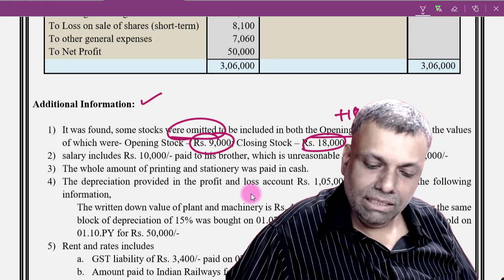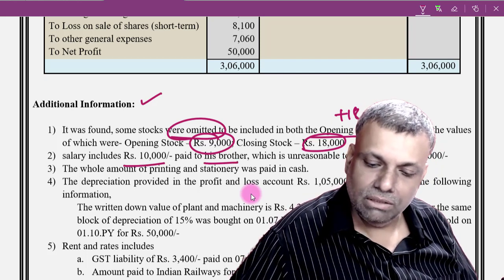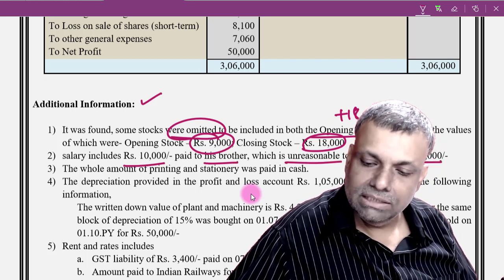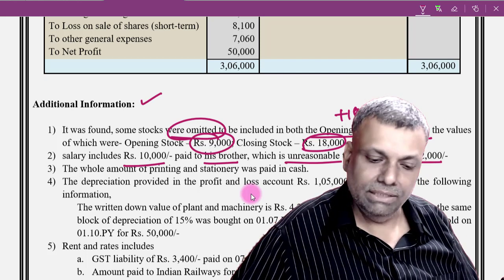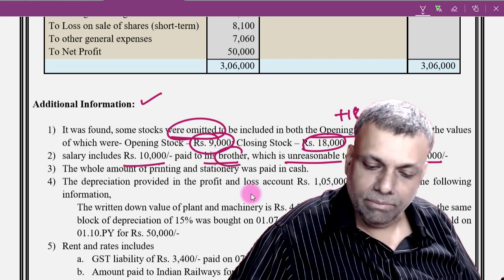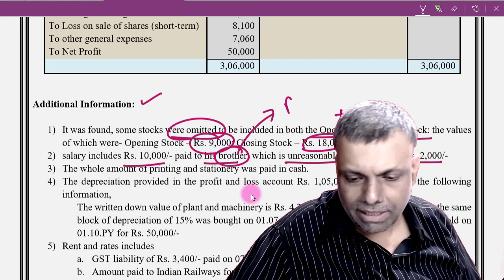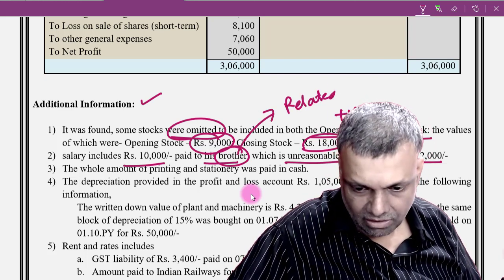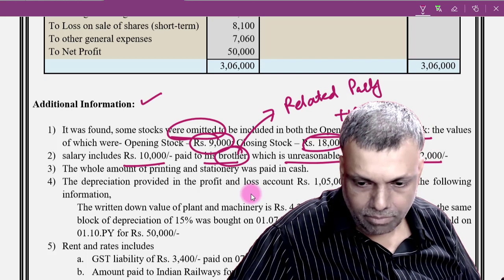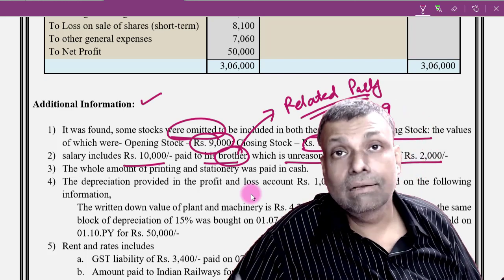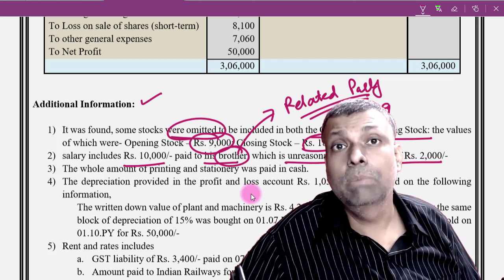Salary includes 10,000 paid to his brother, which is unreasonable to the extent of rupees 2,000. I repeat, salary paid to this brother. Now brother means a related party. A related party transaction. Related party transactions are considered on a reasonable basis.